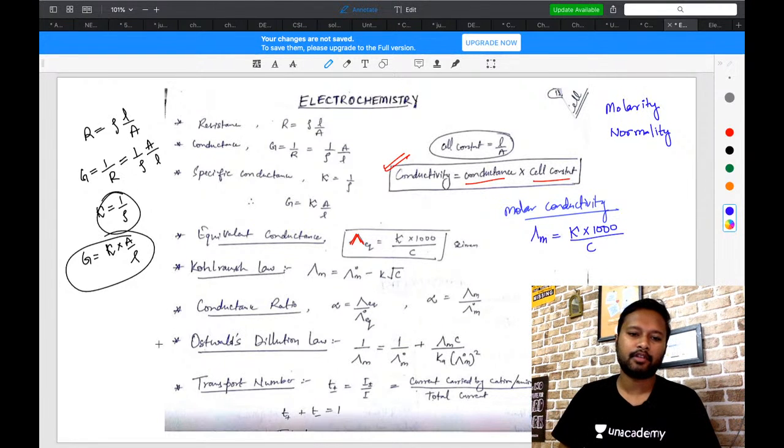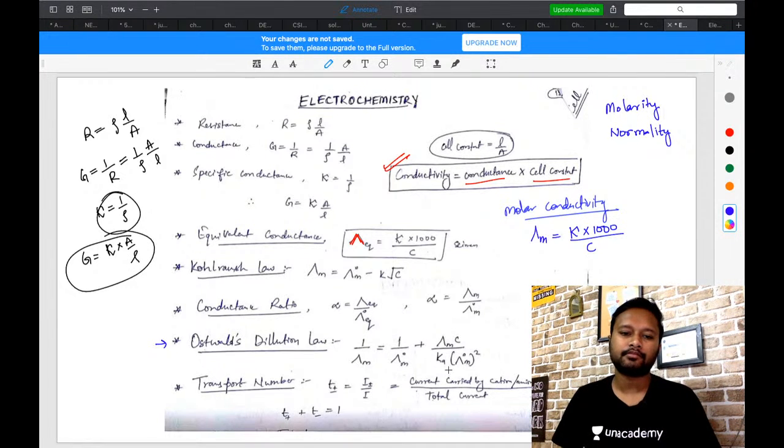Okay, the next thing is called Ostwald dilution law. Ostwald dilution law relates your molar conductivity with the dilution or the degree of dissociation or association. So it's like 1 upon lambda m is equal to 1 upon lambda naught m plus lambda m c upon Ka lambda naught m square. The terms are the same here. Lambda m is your molar conductivity, lambda naught m is molar conductivity at infinite dilution, c is the concentration, Ka is your degree of dissociation.